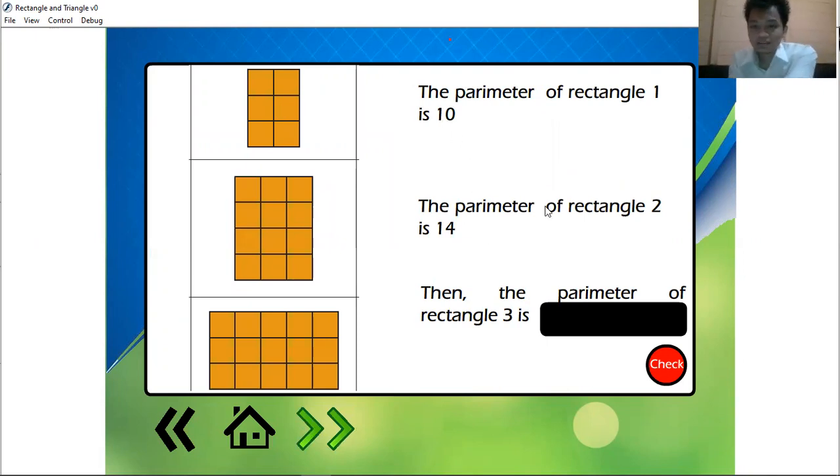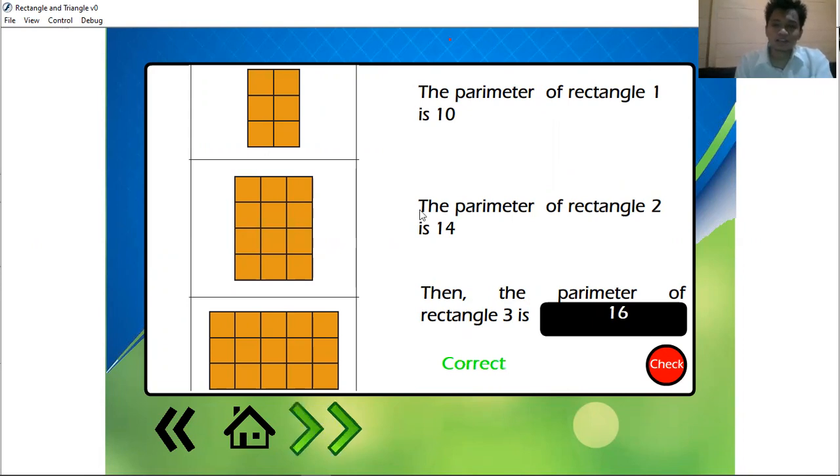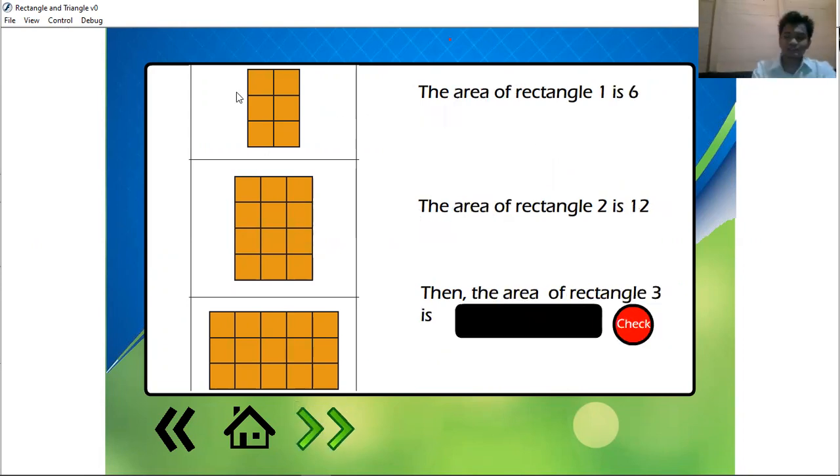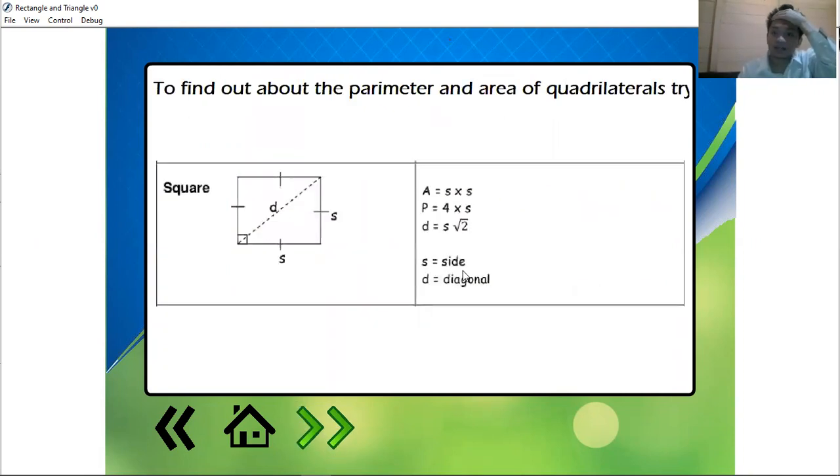Next, the perimeter of rectangle 1 is 10. The perimeter of rectangle 2 is 14. And the perimeter of rectangle 3 is 16. Check. Next, the area of rectangle 1 is 6. The area of rectangle 2 is 12. The area of rectangle 3 is... Find out about the perimeter and area formulas. Let's try here.